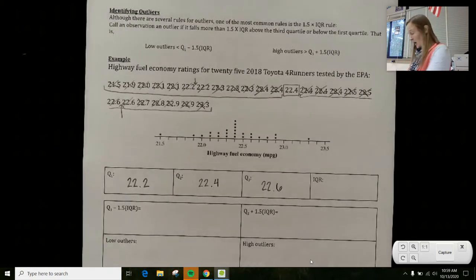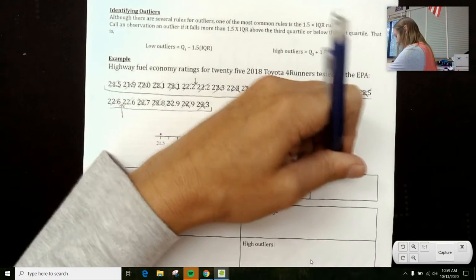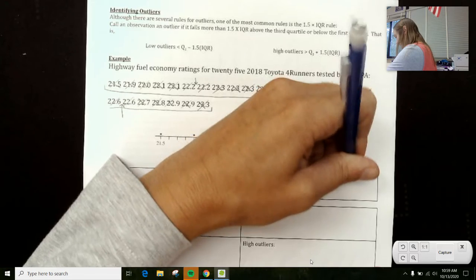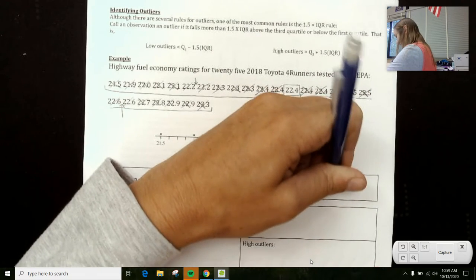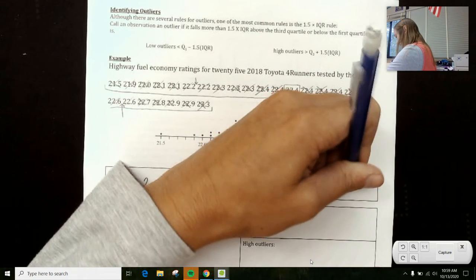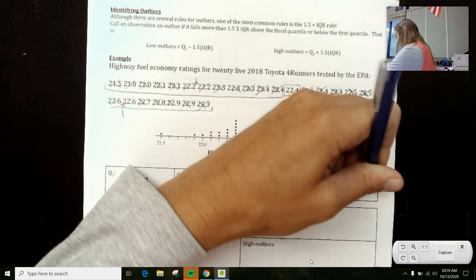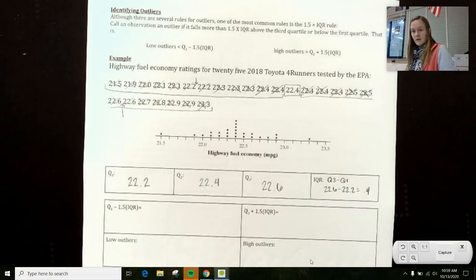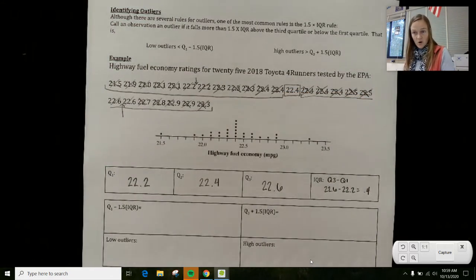Now for my IQR, that's again Q3 minus Q1. So that's 22.6 minus 22.2, which is 0.4. So the IQR is 0.4. So now I need to use these formulas. So this is generally called the 1.5 IQR rule.